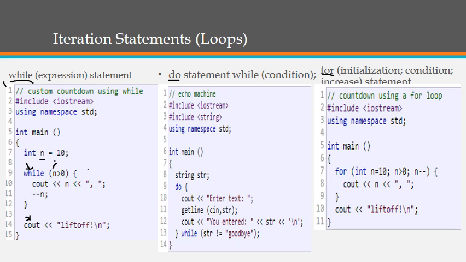The do statement behaves similar to the while loop, except that the condition is evaluated after the execution of the statement instead of before. This guarantees that at least one execution of the statement, even if the condition is never fulfilled, is executed.